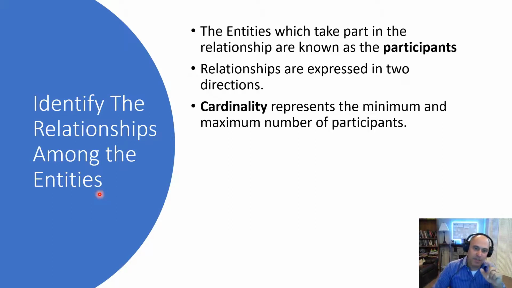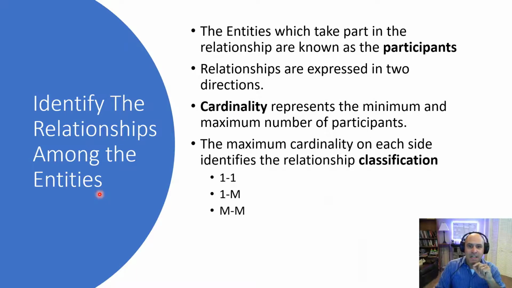We have to do this because cardinality represents the minimum and maximum number of participants, and we must check the cardinality on each side. And the maximum cardinality on each side identifies the relationship classification. There are three basic classifications: one-to-one, one-to-many, and many-to-many. Sometimes represented as MM, other times as MN, but it still means many-to-many.